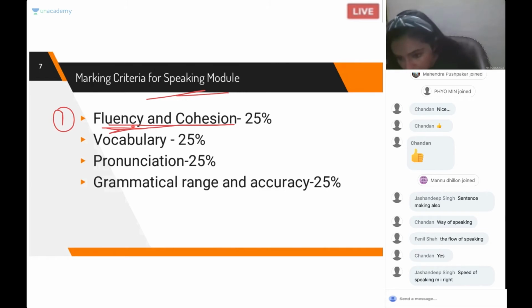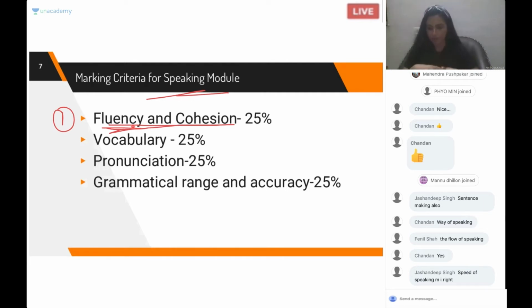Okay. Fennel says the flow of speaking. Okay. And Jashandeep says speed of speaking. Okay. Actually, finally, you're right. It's actually the flow of speaking, right? Jashandeep, you do not need to focus on the speed.